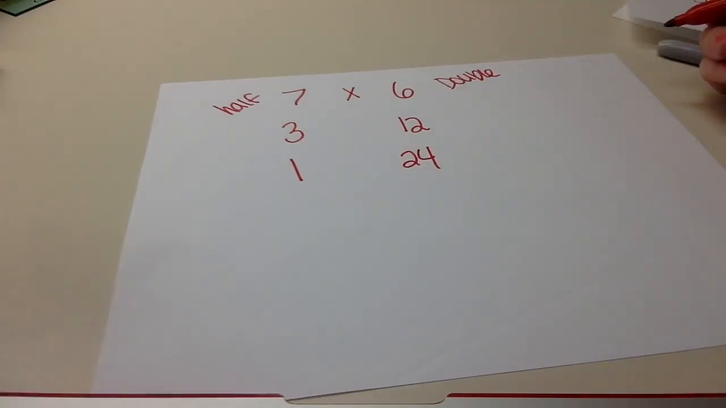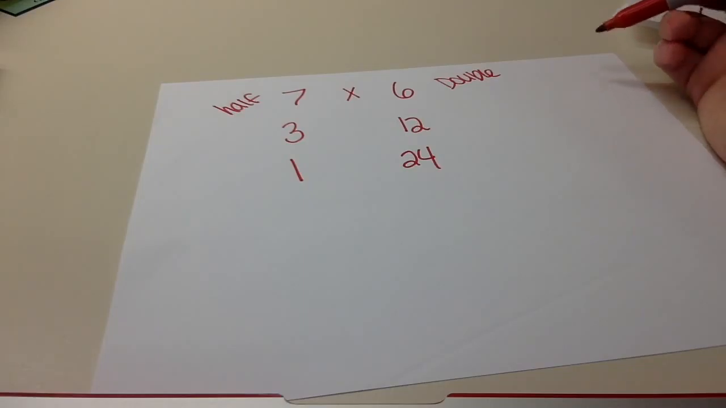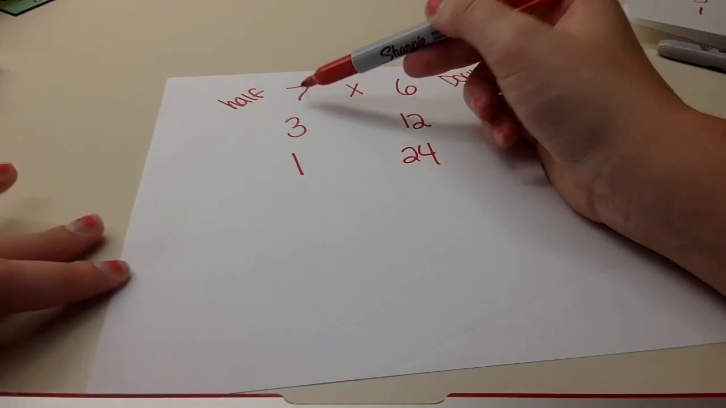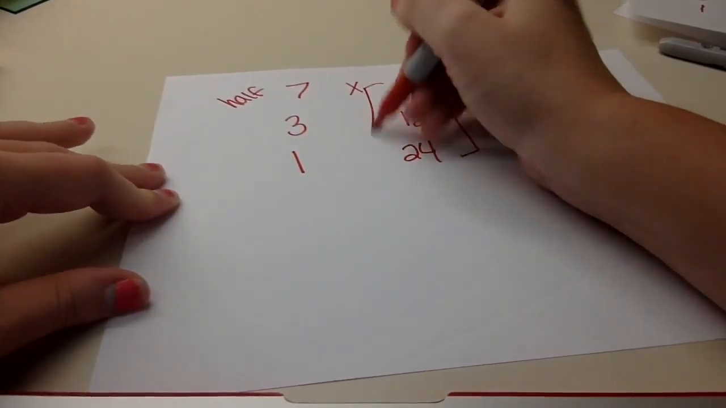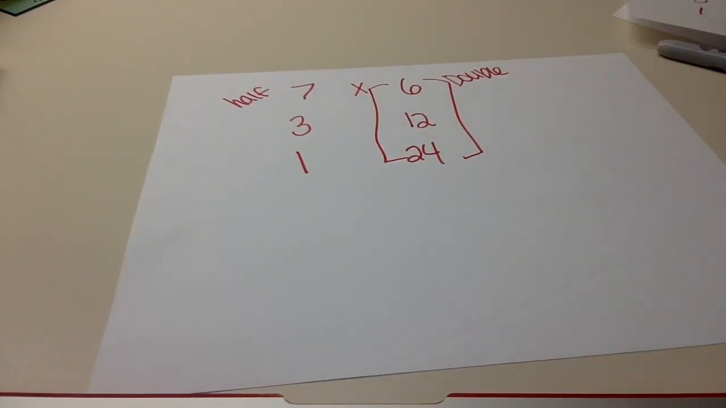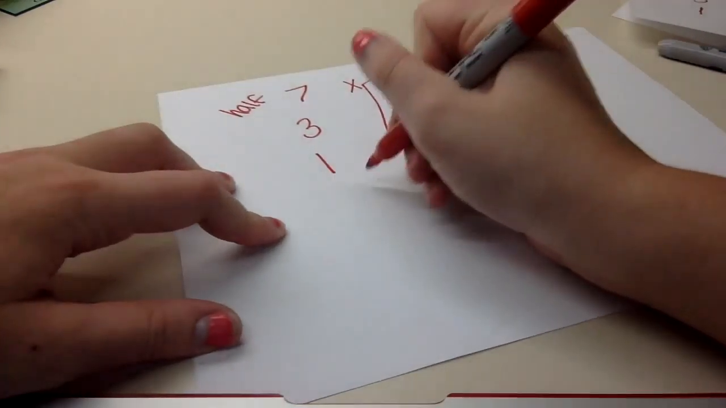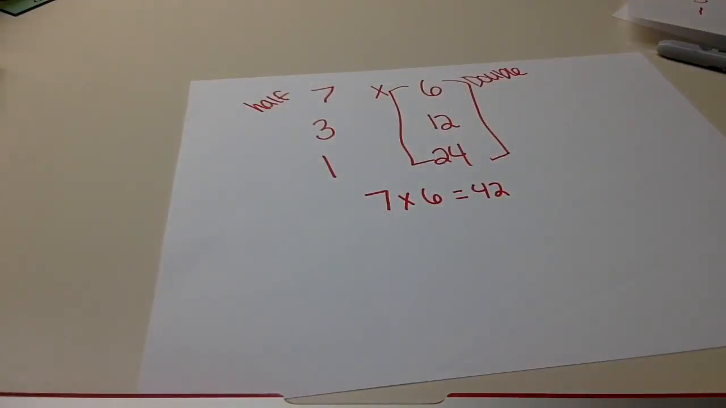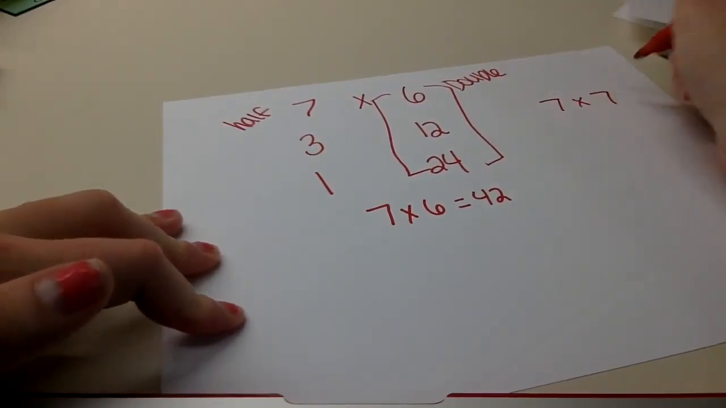So now we're going to cross out our numbers if it's even in any of those. And so we are actually going to keep all of them because these are both odd. And so now we're going to add up the double. So 6 plus 12 plus 24 gives us 42, which is the answer to 7 times 6. I've also tried with two odd numbers. So we can do 7 times 7.